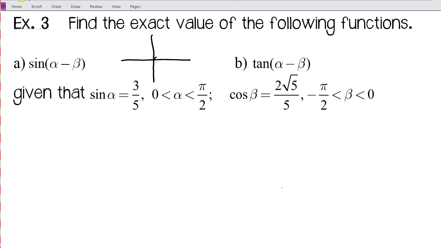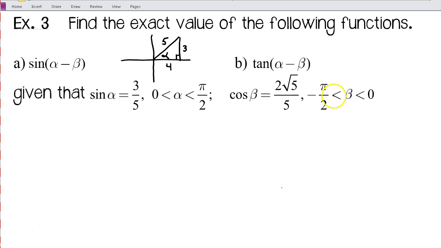So let's go ahead and draw a right triangle in the first quadrant. And here's alpha. And since the sine of alpha is 3/5, I know that the opposite side is 3, and the hypotenuse is 5. And then you can either use the Pythagorean theorem, or if you remember your triples, this has to be a 3, 4, 5 right triangle triple.